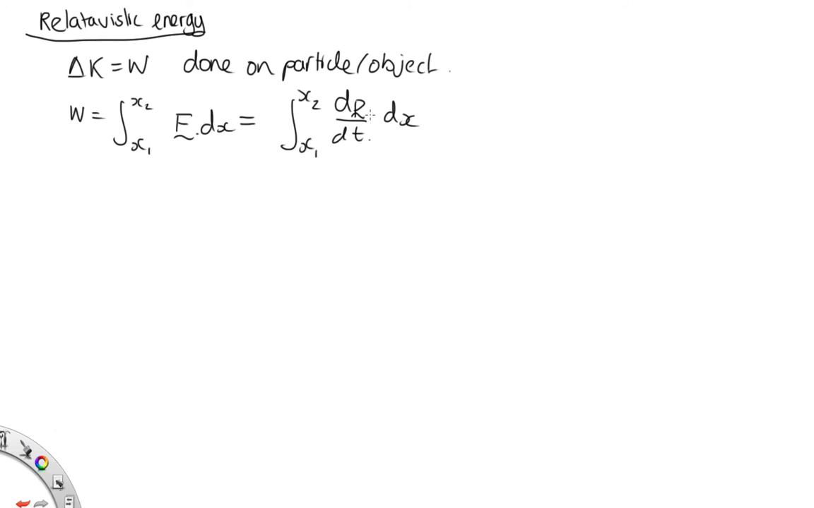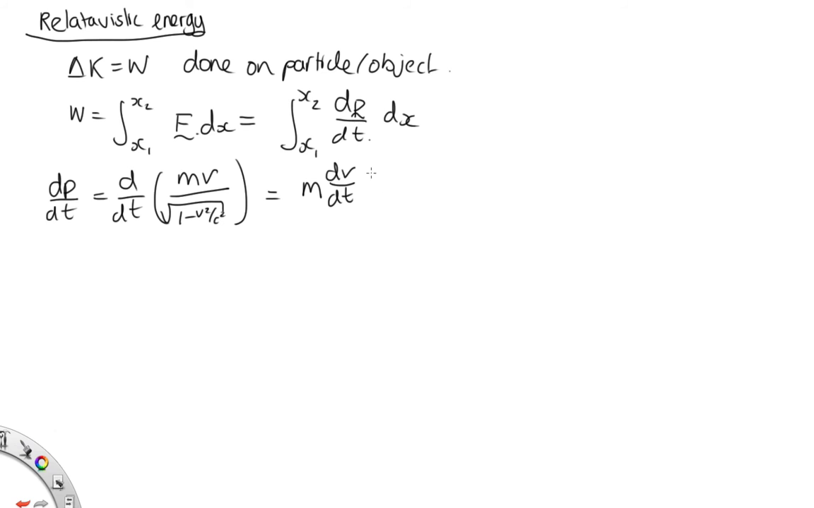So now what we need to do is work out what dp dt is so that we can substitute it into this equation. So dp dt is equal to d dt of mv over the square root of 1 minus v squared on c squared. Now this m is our rest mass, it's not changing. The thing which is changing is the velocity. And so we're going to need to use differentiation by parts to find the derivative of this, but we can just pull the mass out the front. So this will be equal to m, and now we take the derivative of this part, so this is dv dt times 1 minus v squared on c squared to the minus 1/2.